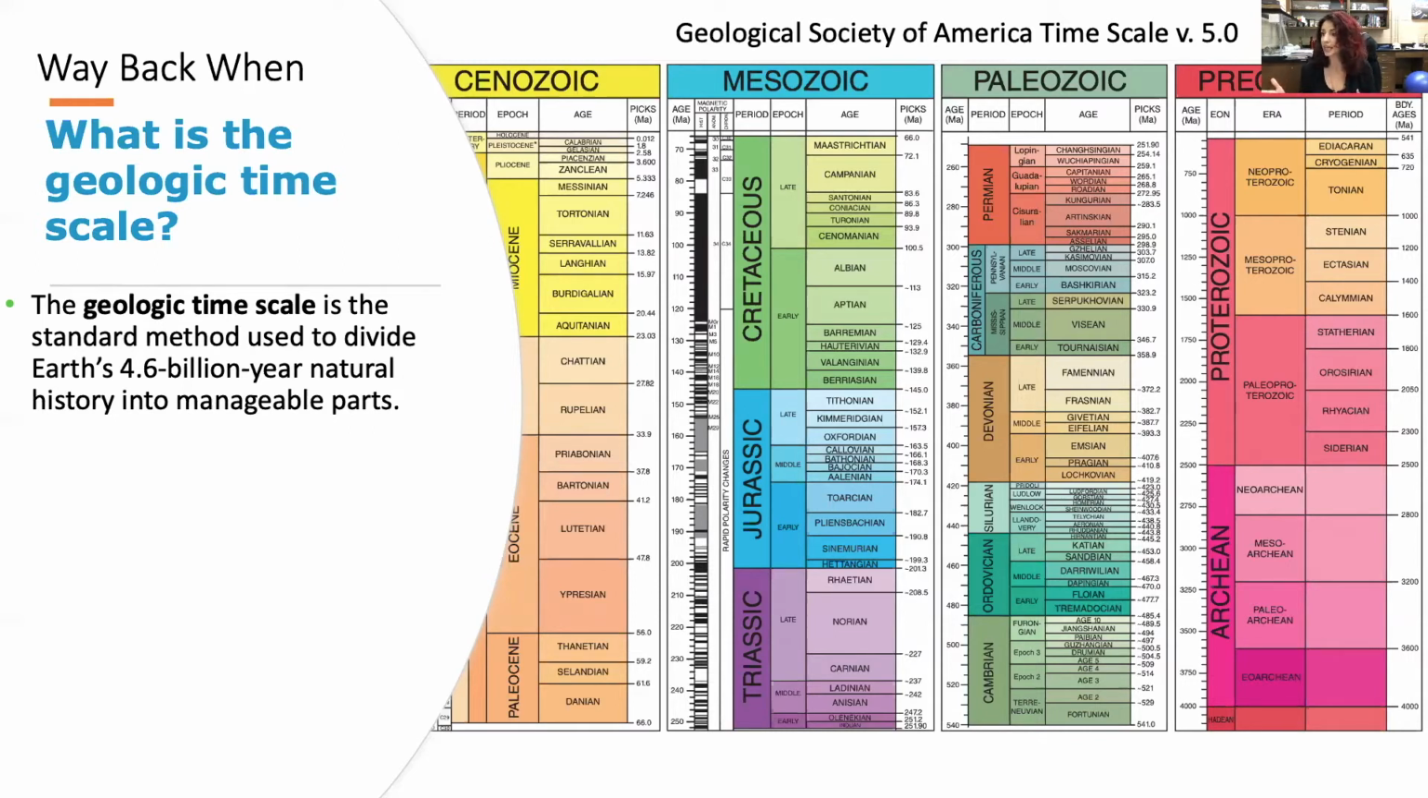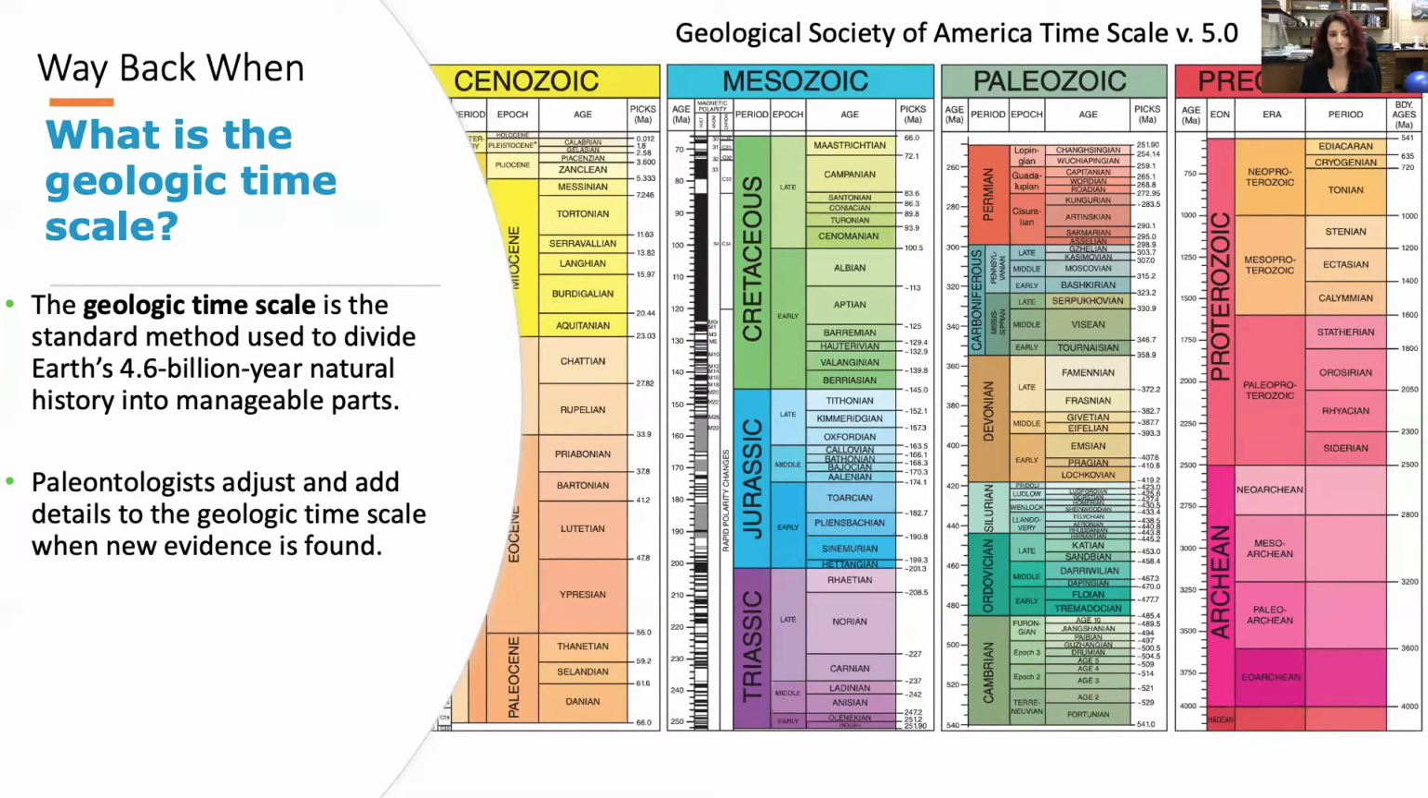Here on the right is the geological column, or the geological time scale, that has been put out by the Geological Society of America. As you'll notice, this is version 5. Paleontologists tend to find evidence all the time that might shift these dates around just a little bit. So paleontologists adjust and add details to the geological timescale when they find new evidence for a date to be shifted. That's why this is version number 5.